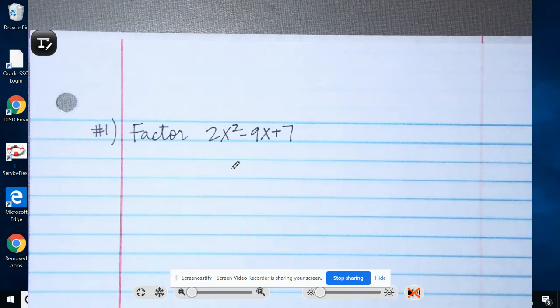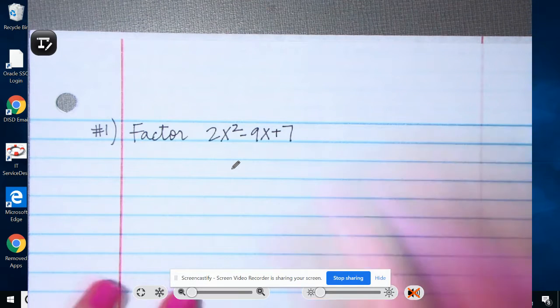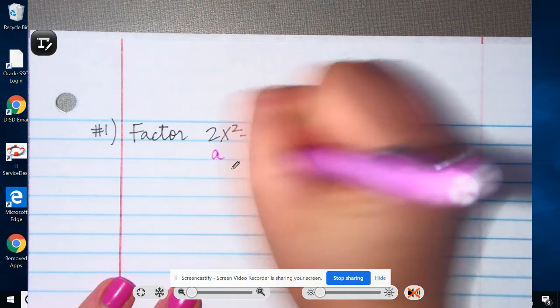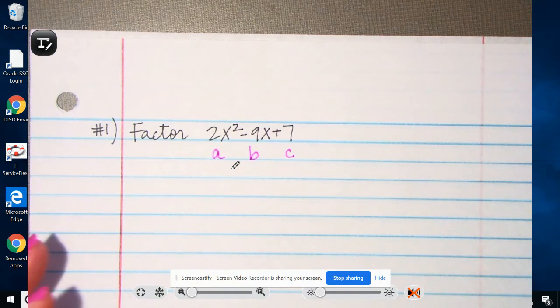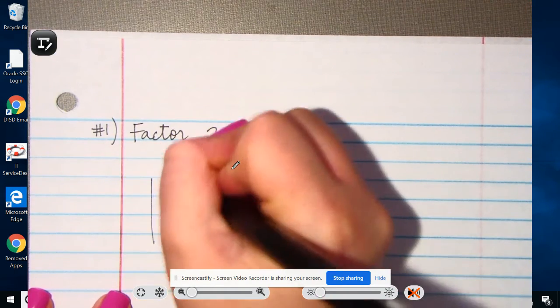All right, so in this video, we're going to be factoring 2x squared minus 9x plus 7. Everything has a coefficient already, so we're just going to go ahead and label A, B, and C. Then we're going to draw our tic-tac-toe board.